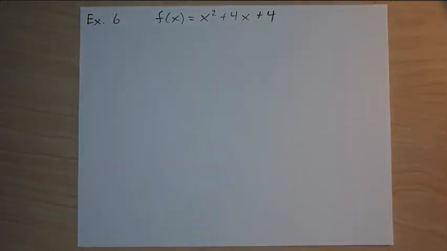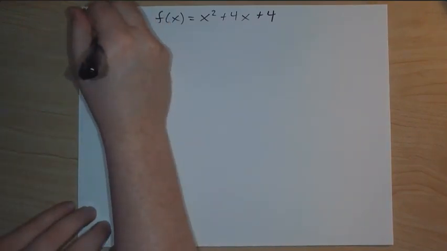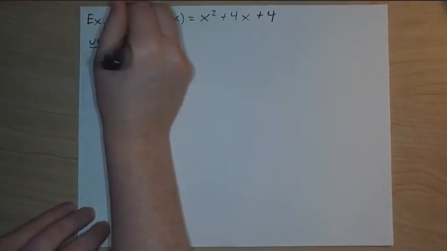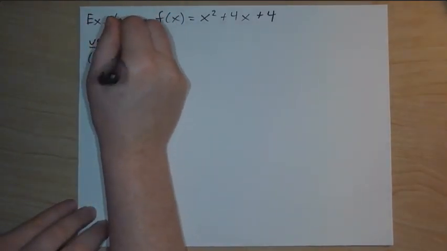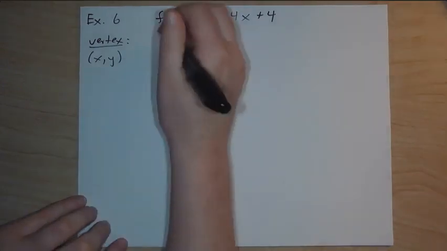This is Lab 20, Example 6. We have the function f of x is equal to x squared plus 4x plus 4. We want to find the vertex, the x-intercept, the y-intercept, and the range. So we want to find the vertex first. The vertex is going to be a point (x, y). We need to find the x value and the y value.